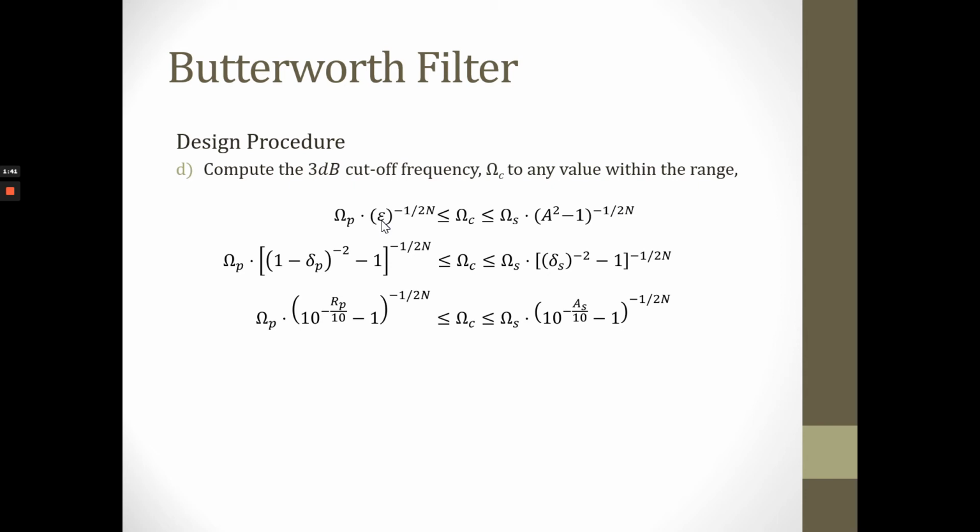This epsilon is actually equal to 1 minus delta p, the passband ripple deviation, to the power of -2. While this a squared is actually equal to delta s, the stopband ripple deviation, to the power of -2. And then this function is also equal to this one based on the passband attenuation function, and this function is actually equal to this one based on the stopband attenuation.